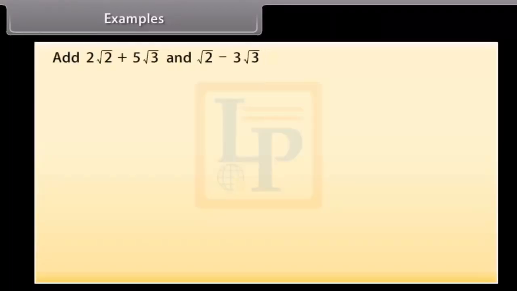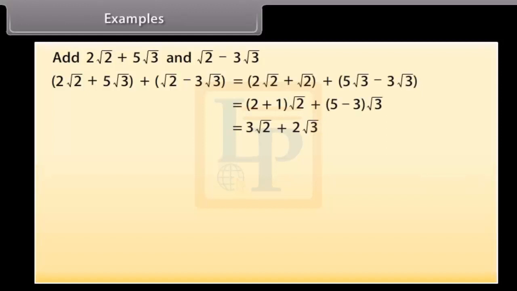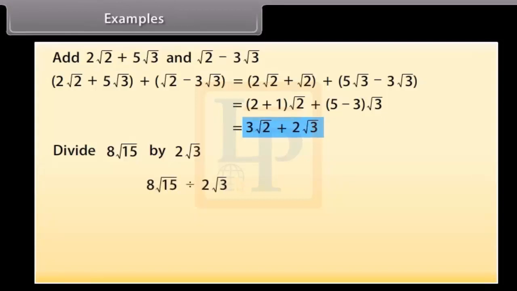Examples. Let's add 2 square root 2 plus 5 square root 3 and square root 2 minus 3 square root 3. We can write it in this way also. Hence, the answer we get is 3 square root 2 plus 2 square root 3. Let's now divide 8 square root 15 by 2 square root 3. We will write it in this way. We can write 8 square root of 15 as the product of 8 square root of 3 and square root of 5. Hence, the answer we get is 4 square root of 5.